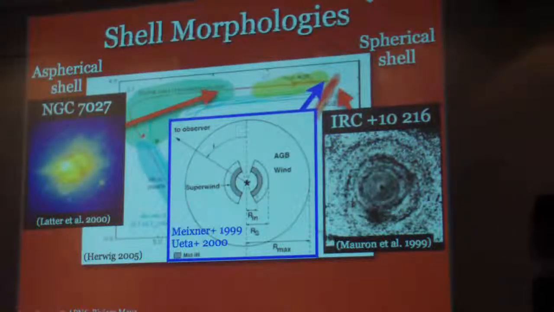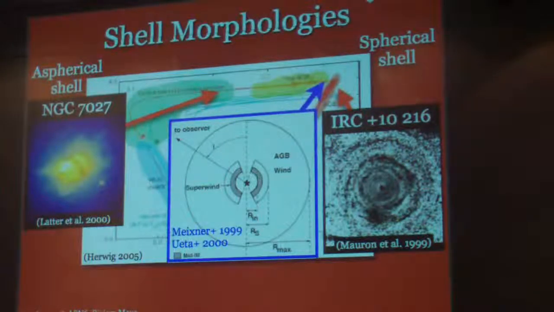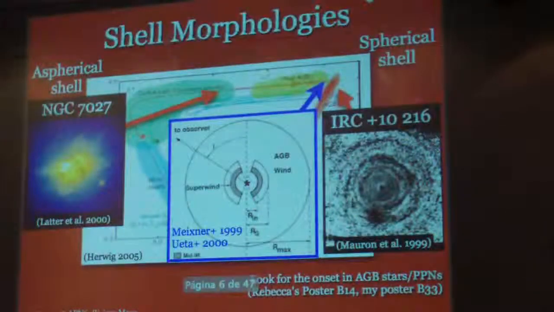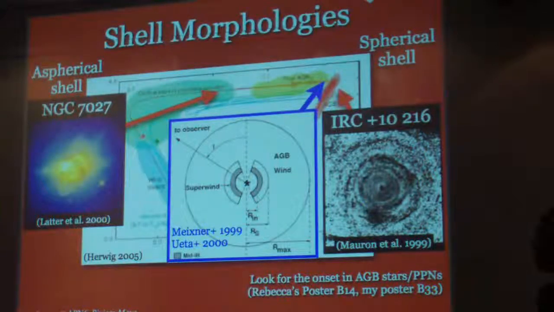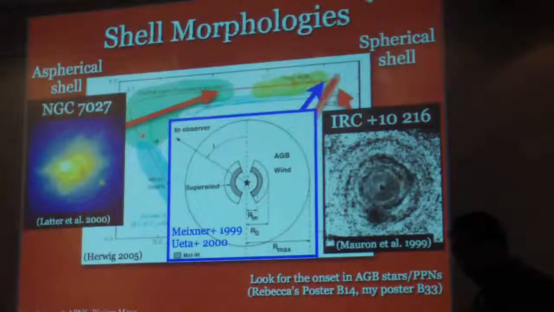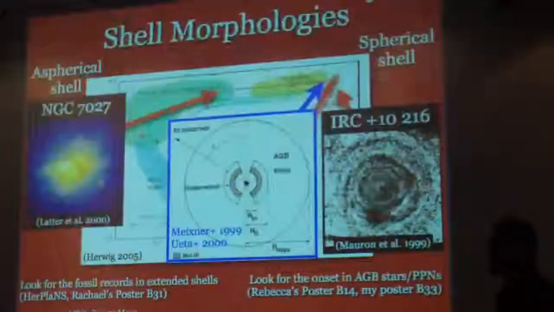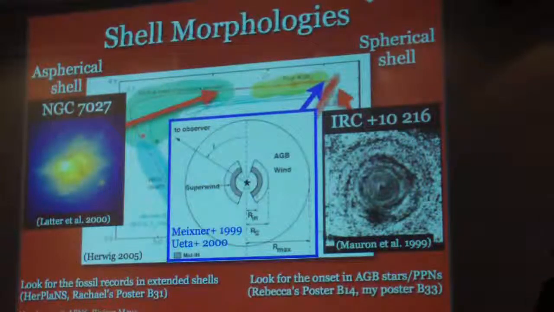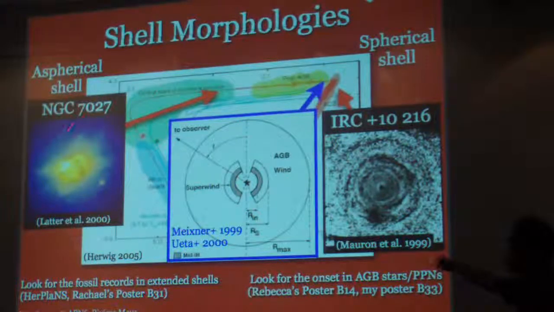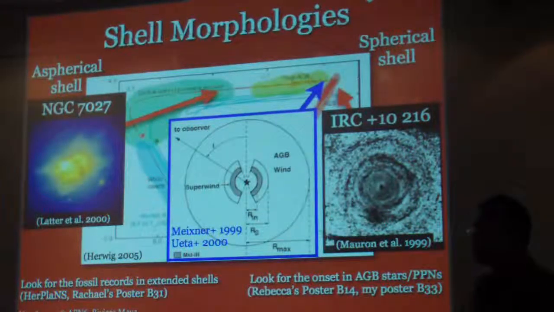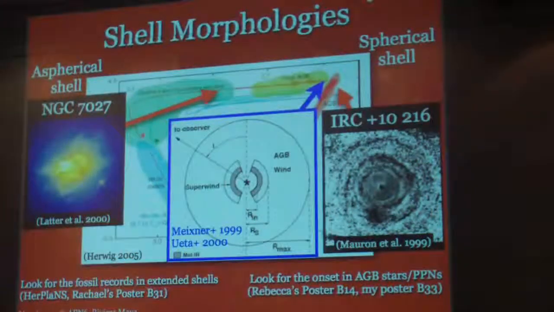You can either look at younger ones to look for the onset of this structural development, and for that my student Rebecca Rattray has a poster B14, and I have my poster B33. Or you can look at the old ones, and look at the extended part of the shell to look for the fossil records of this structural development in the density distribution of this extended nebulosity. My other student, Rachel Tomasino, has a poster B31.